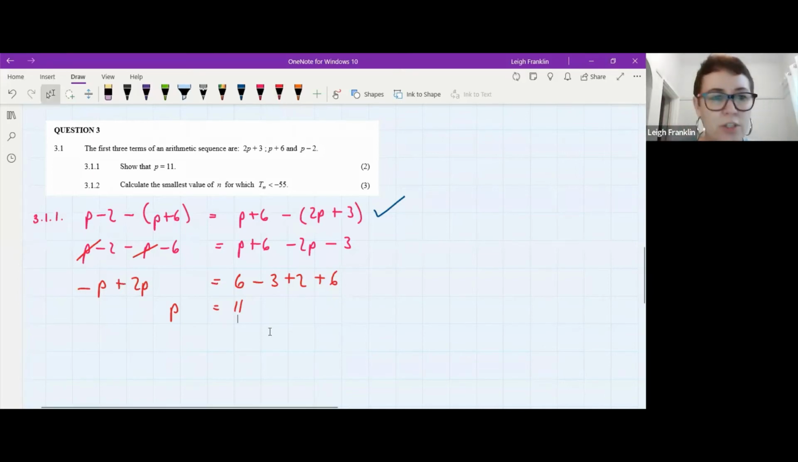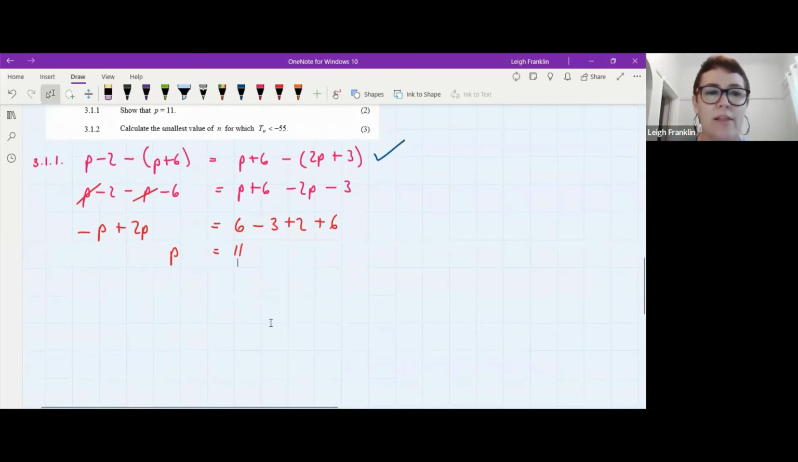All right, next question, guys. Now we need to calculate the smallest value of n for which Tn is smaller than minus 55. Okay, so now what do you think we should do? Any ideas?